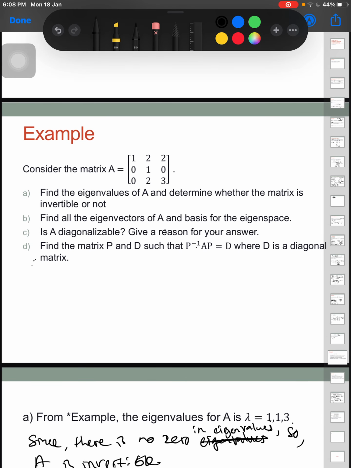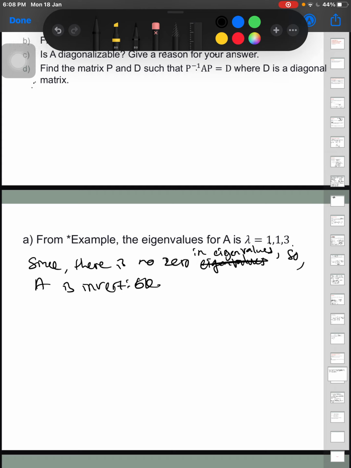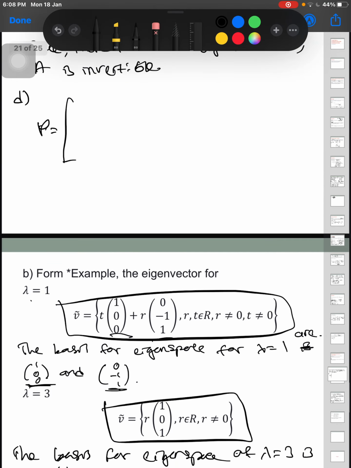So D, find the matrix P and D such that P inverse AP equal to D, where D is a diagonal matrix. Okay, so matrix P tadi, okay, so saya tulis sini lah. So matrix P terhasil daripada eigenvector. So kita ambil yang ni. So 1 0 0, and 0 negative 1 1. And another one which is 1 0 1.